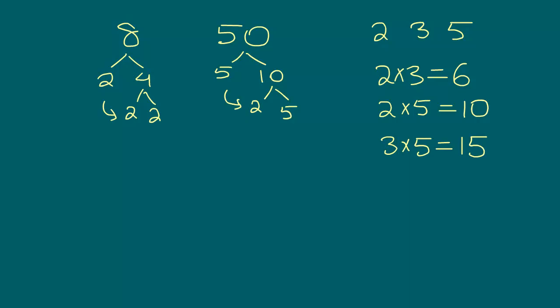So what we are seeing is we can create unique composite numbers. These are all composite numbers. Composite numbers are numbers that are not prime. Prime numbers are numbers that have factors of only the number itself and the number 1. Any other number is a composite number.